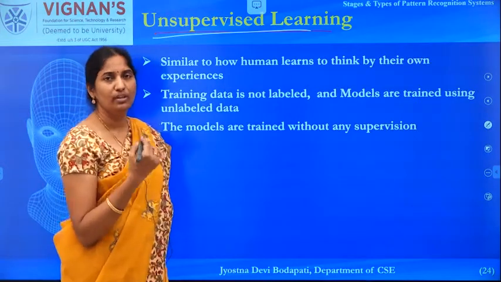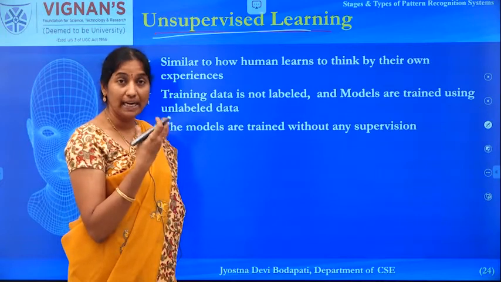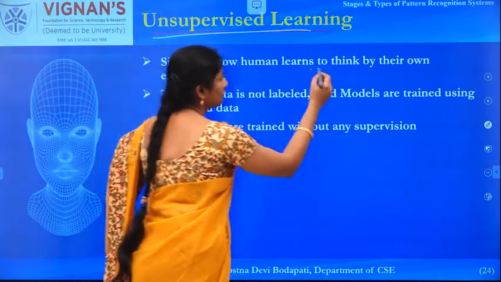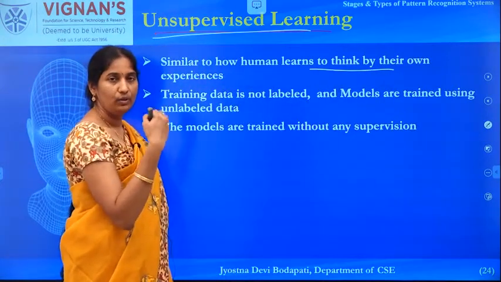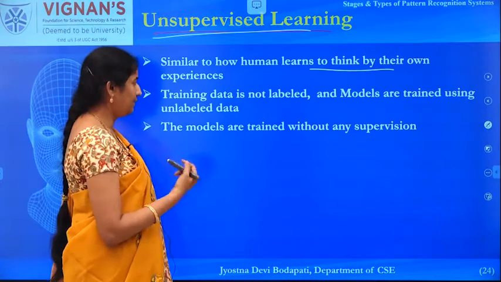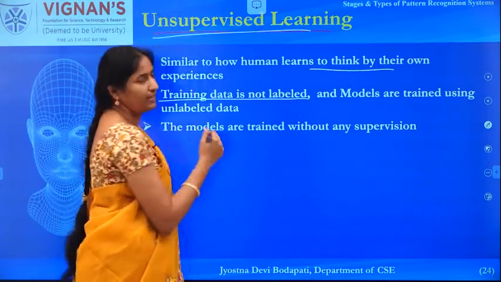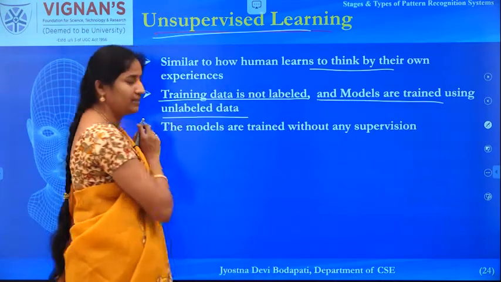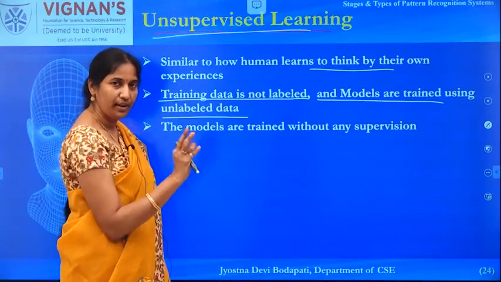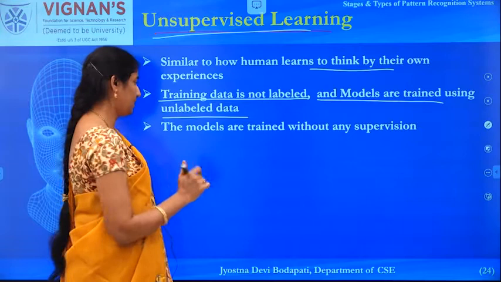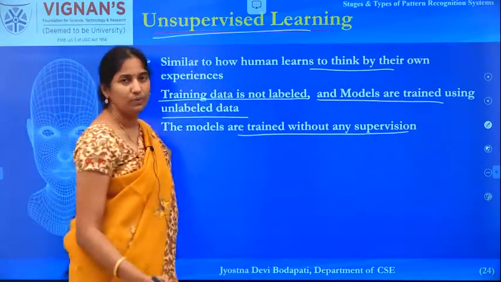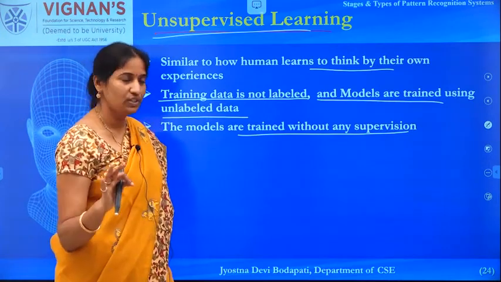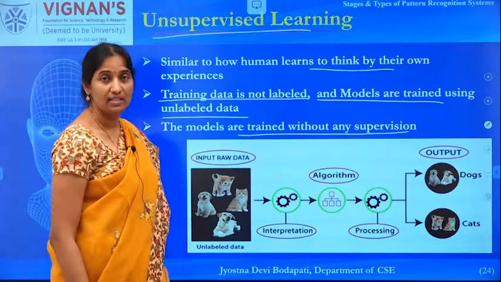Just as humans learn or analyze, the model will try to analyze the data. Your training data is not labeled and your testing data is not labeled either, and the models are trained using this unlabeled data. Nothing is labeled here; for both training and testing you are passing only unlabeled data, and the models are trained without any supervision because there are no labels, so you cannot have any feedback mechanism. There is no supervision at all. Such learning is called unsupervised learning.